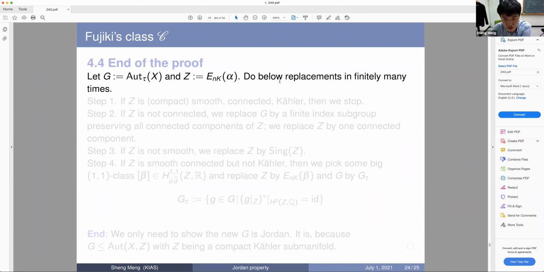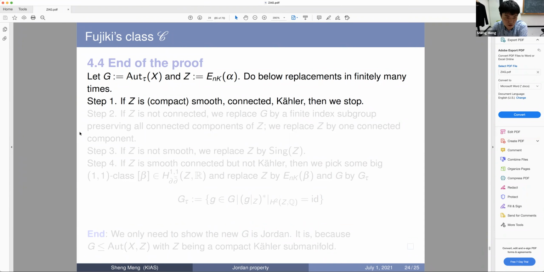Now we try to do several finitely many steps of replacements. So first, although our X is smooth compact, Z may not be smooth, may not be a Kähler manifold, or may not be connected. It is compact also. So if Z is already a compact, smooth, connected Kähler manifold, then we stop. We don't need to do anything in this step.